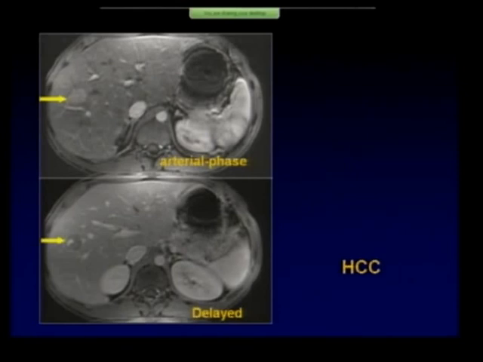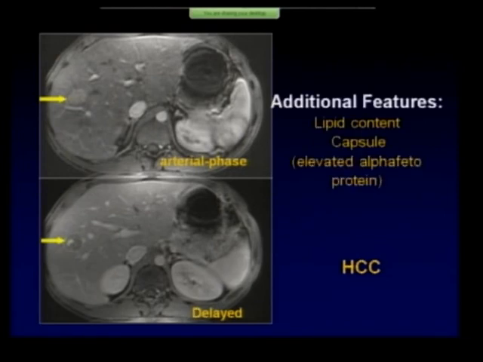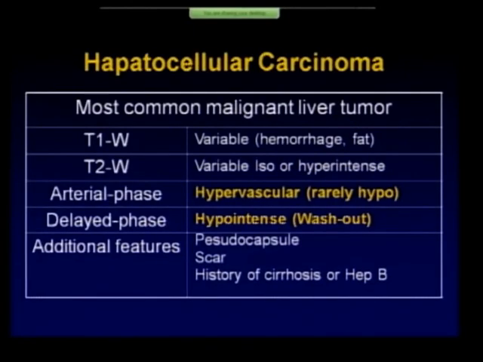So we checked, and this patient actually had elevated alpha-fetoprotein and history of Hep C. This turned out to be hepatocellular cancer. Additional features can be lipid capsule, lipid content within the lesion, elevated alpha-fetoprotein, and also sometimes a demonstrable pseudocapsule. This is the most common malignant liver tumor.